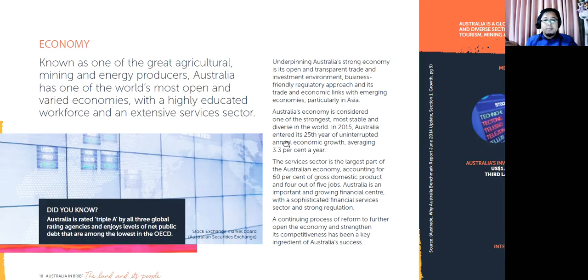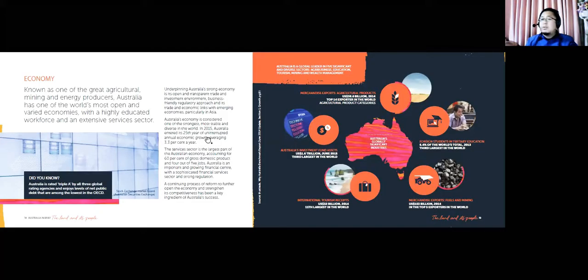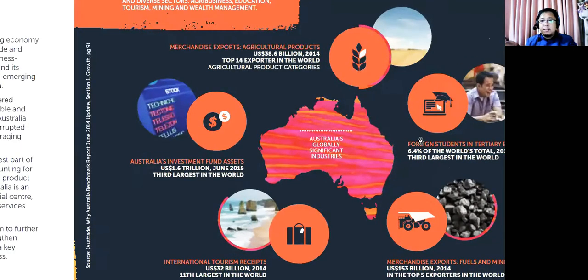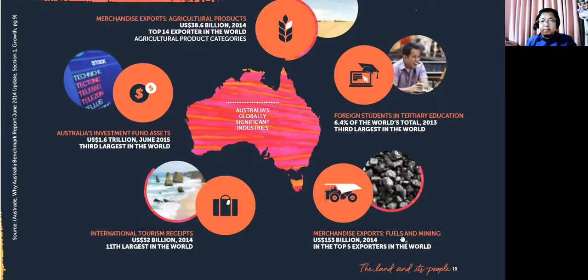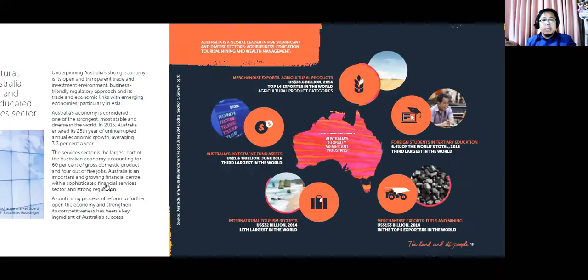Okay. Right. So now let me try to talk about this one. This is more interesting. Ternyata ada 5 aspek dari bisnis Australia. The first one is merchandise export, agricultural products, jadi produk pertanian, kemudian foreign students tertiary education, kemudian Australia's investment fund assets, kemudian merchandise export, fuels and mining, dan terakhir adalah international tourism received. Okay. Nah, itu dari segi ekonomi.